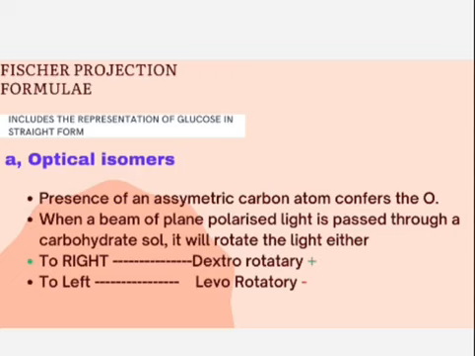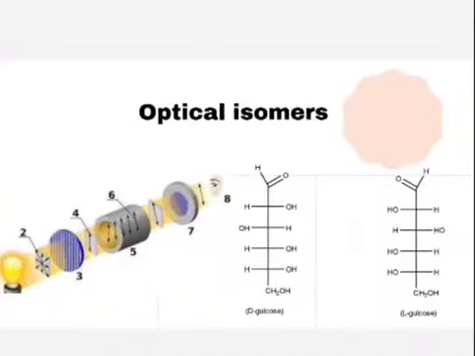If the light is rotating to the right side, then it is dextrorotatory, or if the plane polarized light is rotating to the left side, it is levorotatory. So here we can see the example. If it is dextrorotatory, then the OH functional group will be present on the right side, and if it is levorotatory, then the OH functional group will be present on the left side.